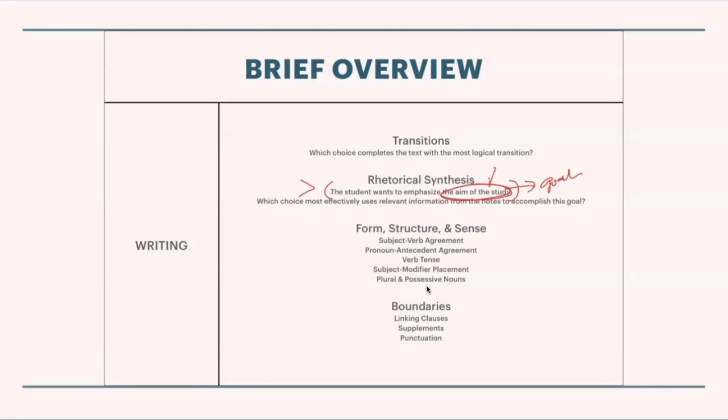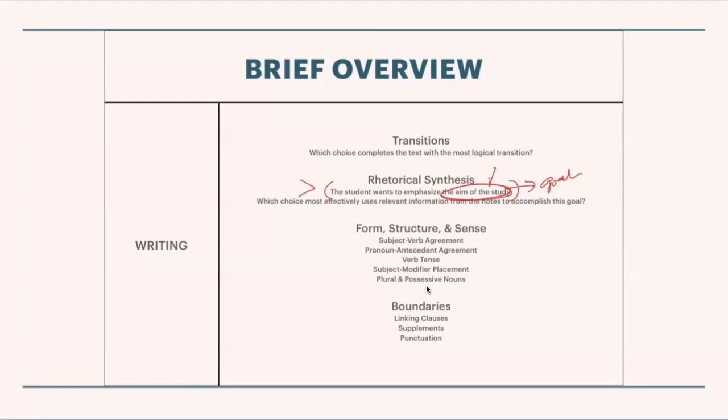And then next one we have is form, structure, and sense. So these ones, we're really just focusing on the standard English conventions. So I've listed out the main types of grammatical concepts that you should be able to learn with me or you have already mastered. So these ones will definitely pop up on the digital SAT. So we have subject-verb agreement, pronoun antecedent, verb tense, subject modifier placement, plural, and possessive nouns.